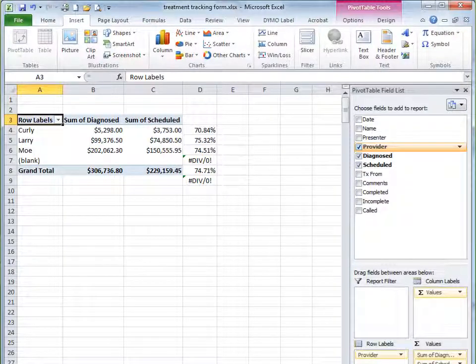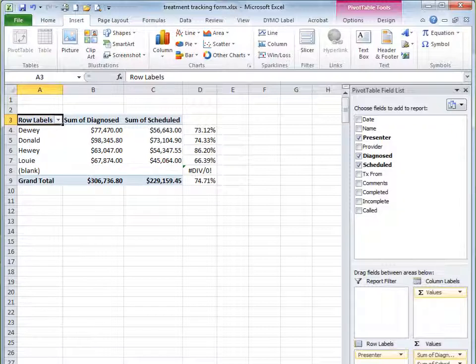We can look at the provider. Okay, that's the doctor. Remember we had Curly, Larry, and Mo here. Well, you can see Curly doesn't do quite as well as Larry and Mo as far as case acceptance is concerned. Well, knowing Curly, that's not too much of a surprise. You can also see that Curly is not diagnosing very much treatment. Mo diagnosed $200,000 in treatment, and Curly only diagnosed $5,200. Again, that's probably not a big surprise knowing the Three Stooges.